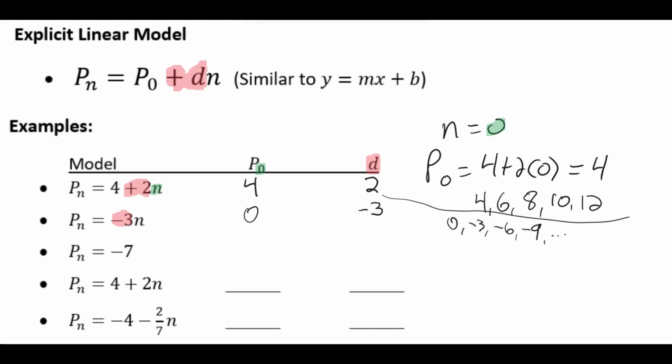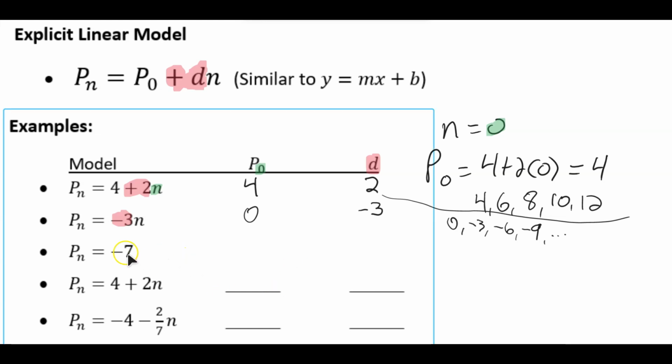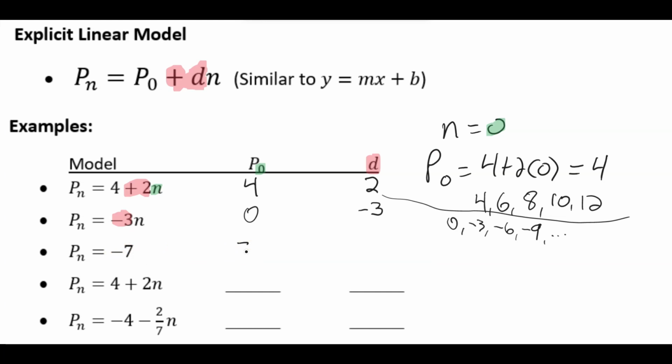Excellent. Next example, P sub n equals negative 7. To find P sub 0, we would replace the n with 0, but there is no n. Since there is no n, nothing changes this constant value of negative 7, and the first term is just negative 7.